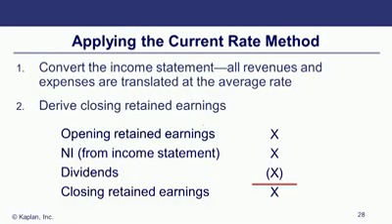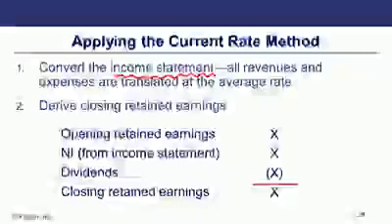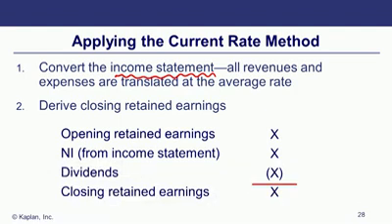Okay, so let's look at the methodology. Different starting point with the current rate method. What we're going to do is we're going to start with the income statement. Now, every item in the income statement is converted at the average rate. So we can take a shortcut if we want and just convert net income at the average rate. Then we move to step 2. So we've already got net income from step 1.